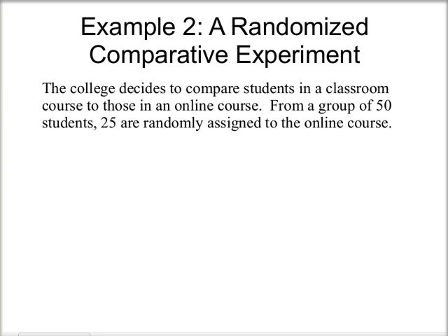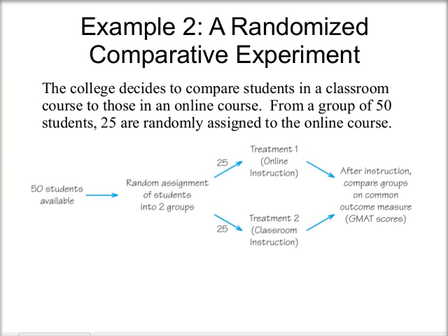So to represent this experiment, it's going to be a little bit more complicated, but we'll draw a diagram for this. So to start out with, we have 50 students available. The next step is to randomly assign students to two groups. 25 of the students will receive the first treatment, the online instruction, and 25 of the students will receive the second treatment, or the control group, the classroom instruction. And then after the courses is over, we're going to compare the groups on the common outcome measure, which is their test scores.